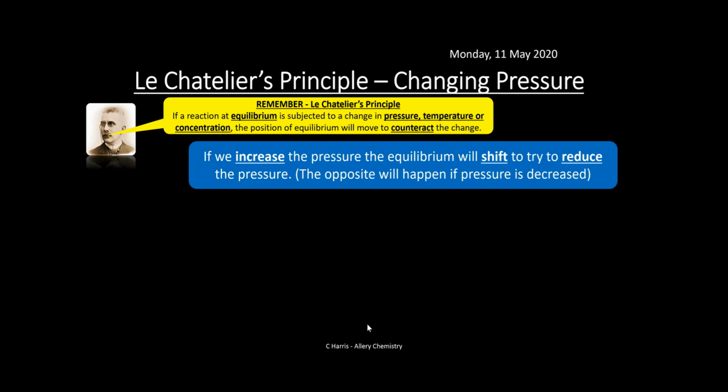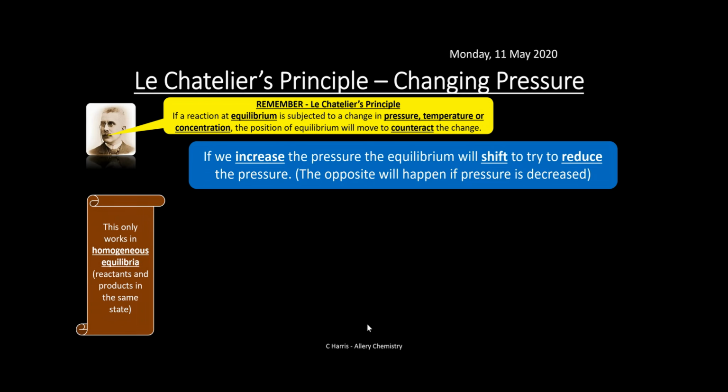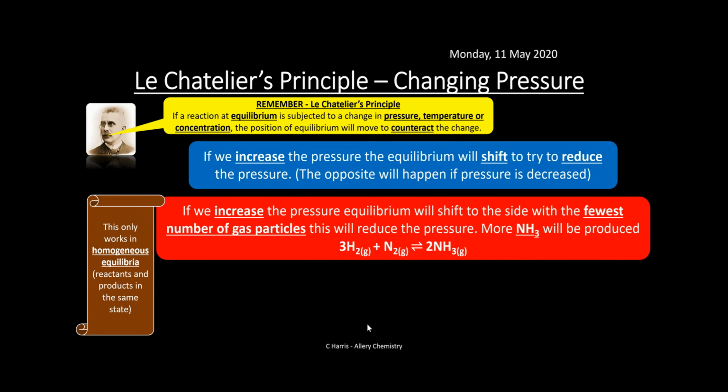Okay, so let's look at pressure. If we increase the pressure, the equilibrium will shift to try and reduce the pressure. So you see, it's just doing the opposite. It's a bit annoying, isn't it? But you can use it to your advantage to an extent. The opposite will happen if the pressure is decreased. Again, this only works in homogeneous equilibria.